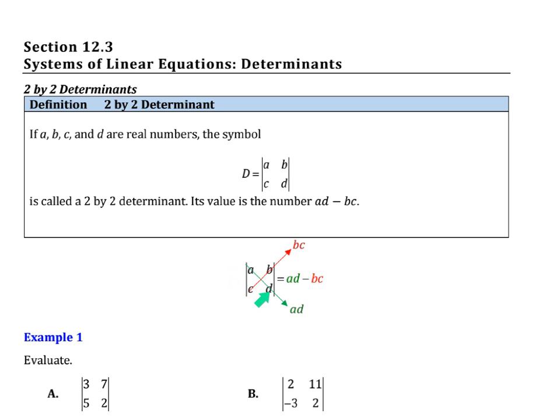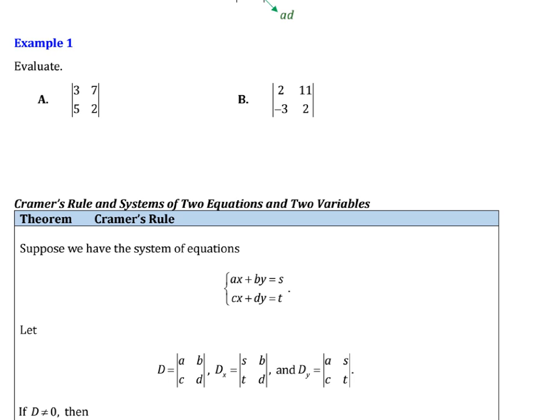down the diagonal, so A times D, and then go up the diagonal, C times B, and so we then subtract down minus up. So let's go ahead and find in part A this determinant. So notice we can take 3 times 2, and we get 6, and we can take 5 times 7, and we get 35, and so we get 6 minus 35, which is negative 29.